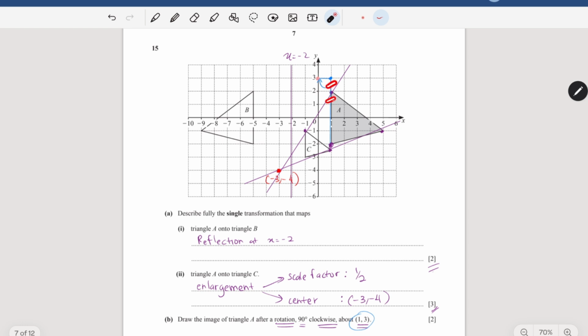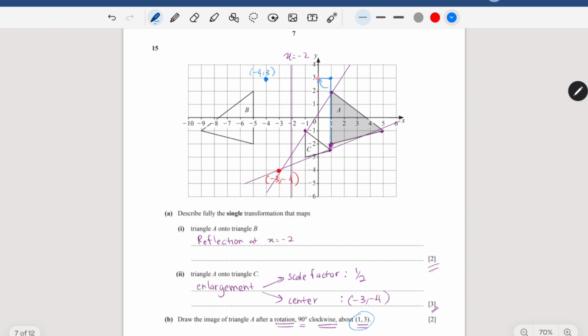1, 2, 3, 4, 5. They are 5 units apart, which means that your new point should also be 5 units apart from the center of rotation. 1, 2, 3, 4, 5. So your new point will be over here. So your new point will be -4, 3.